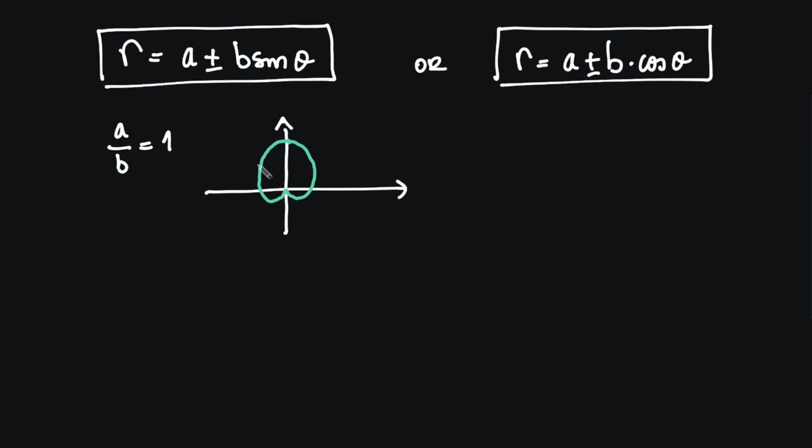If it's positive sine, it's going to be like this. If it's negative, then it's going to be down. If it's cosine, positive cosine is going to be to the right. And if it's negative cosine, it's going to stretch out to the left.